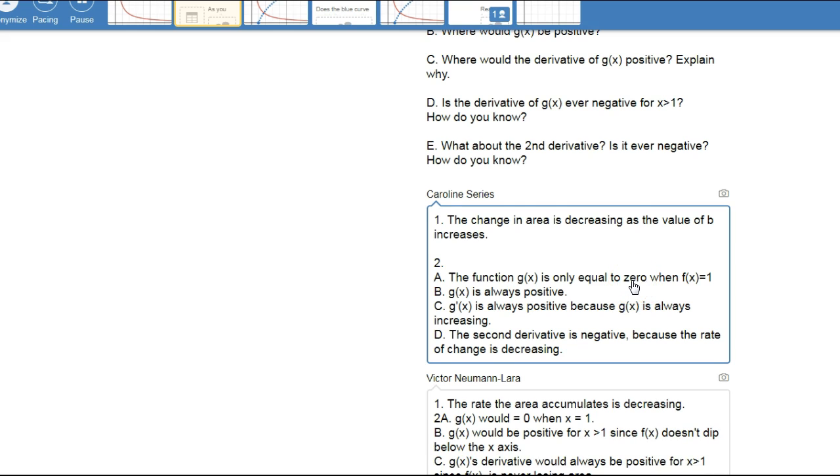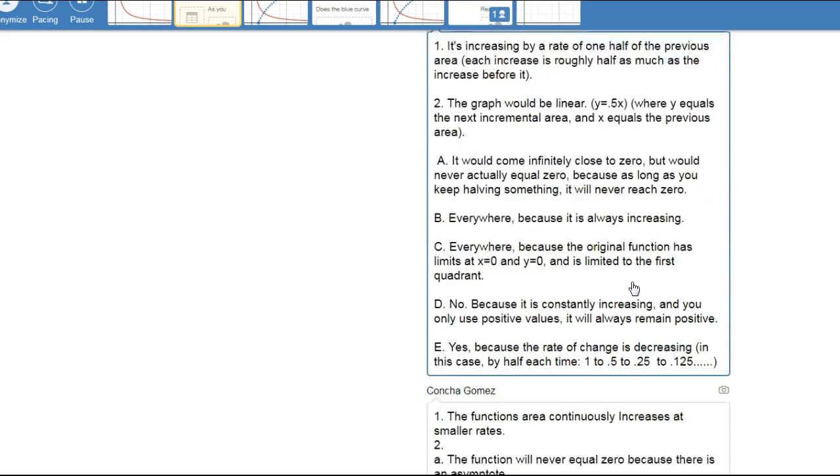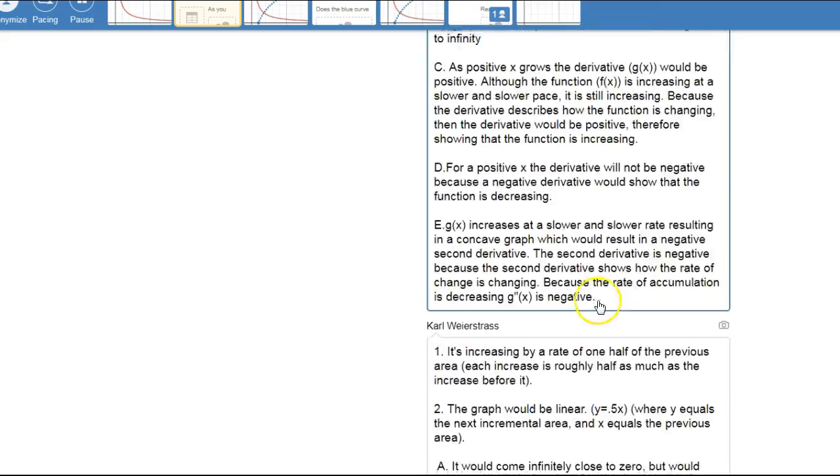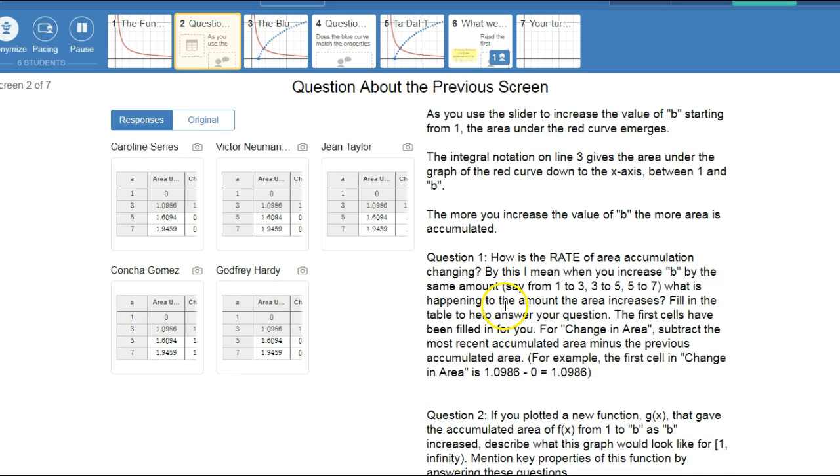All right, and good responses. Some initially mentioned the fundamental theorem of calculus, which is what we're trying to derive here. So if you mentioned that, I sent you an email to change that and just look at the graph and talk about derivatives as rate of change rather than the name of the activity.